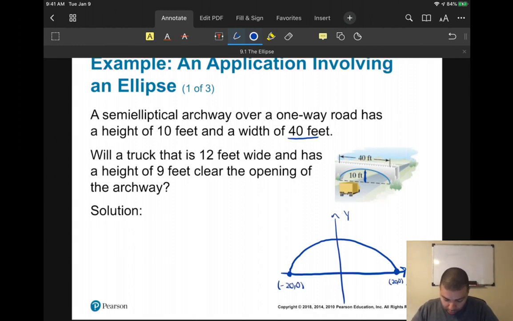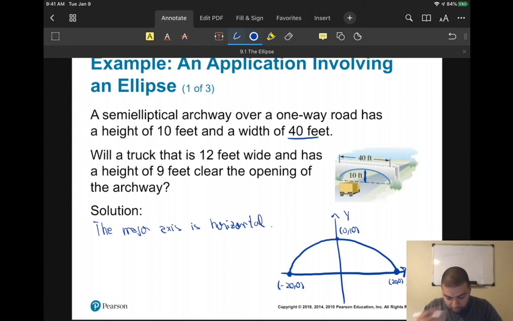And then because they say it's 10 feet tall, the height of the archway is 10 feet. So this is the point 0, 10. Okay, so I can already find a lot of stuff about this ellipse. For example, I know the major axis is horizontal, because it's the largest, right?